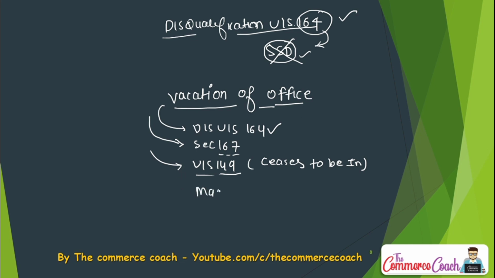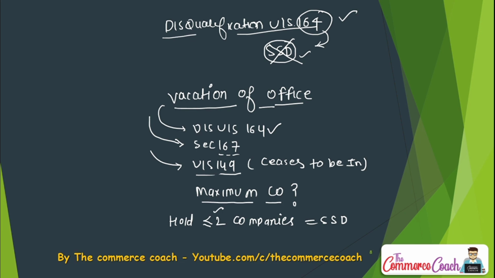Now, what is the maximum number of companies in which he can be appointed as a small shareholder director? He cannot hold such a position in more than 2 companies. In more than 2 companies, he cannot be a small shareholder director. Equal to 2 or less than 2 companies. Okay.